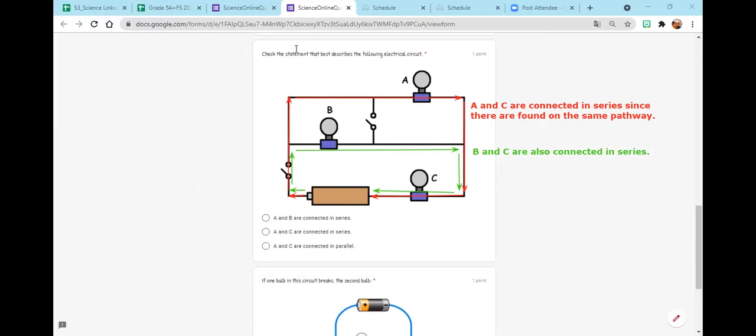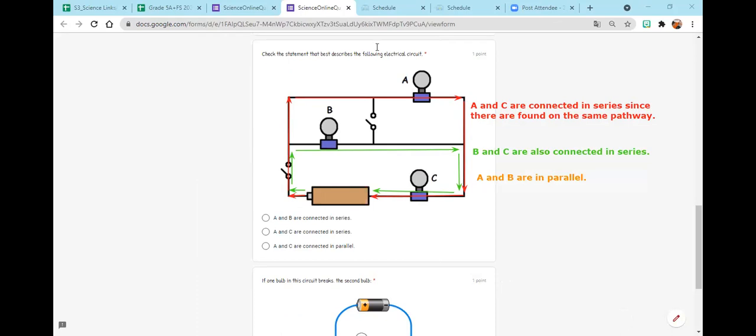But look at A and B. One of them is highlighted in red, the second one in green. They are found on 2 different pathways. So A and B are in parallel. Let's see which answer is the correct one.